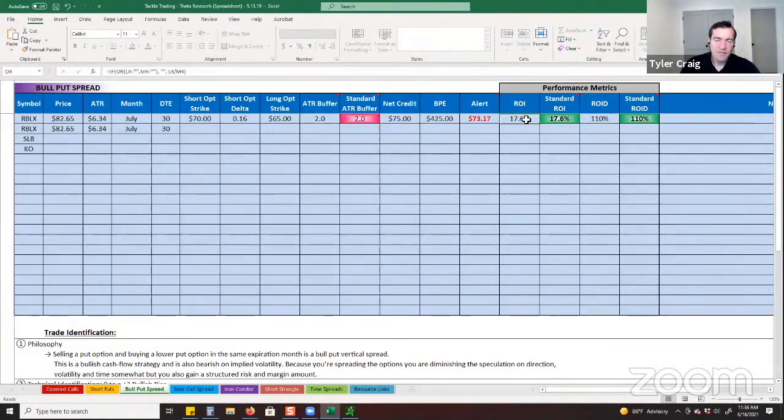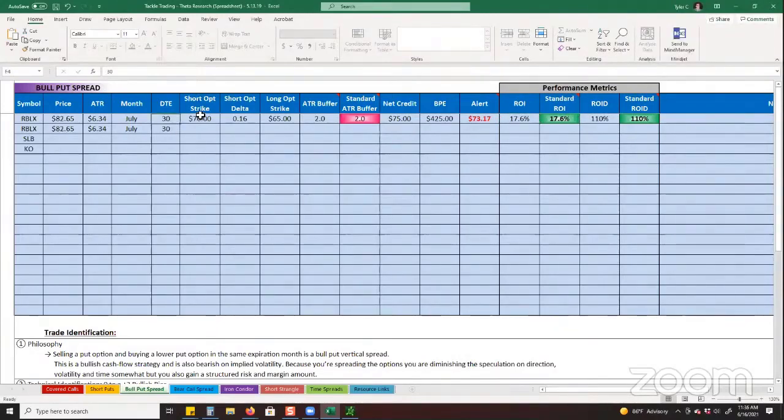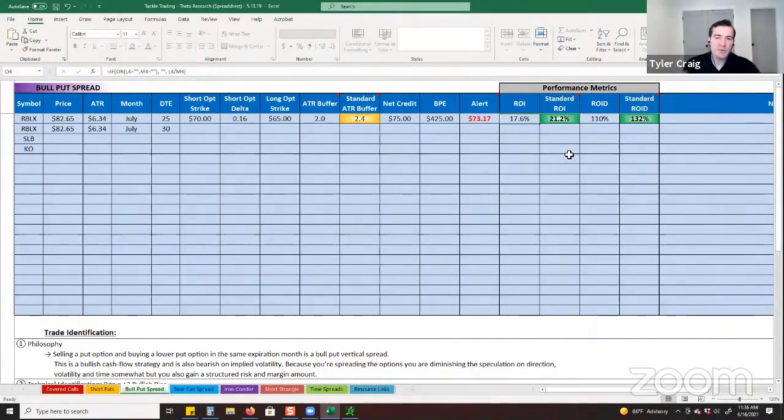Okay, so the return on investment is a 17.6% return. The reason that's the exact same as the standard ROI is because both of them are 30 days, right? If this was a 25-day time frame, the standard ROI would be different. Change it to 25 just to illustrate it. Because if I'm making 17% in 25 days, on a 30-day basis it would actually be more. In other words, it's better to make 17% in 25 days than it is to make it in 30 days.